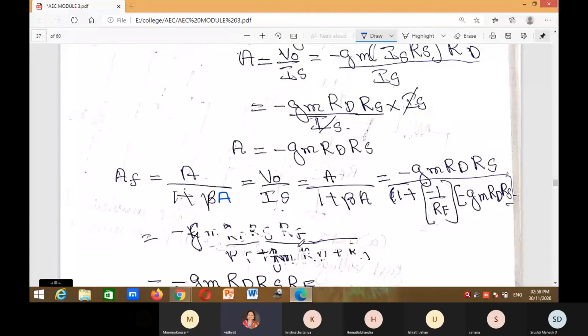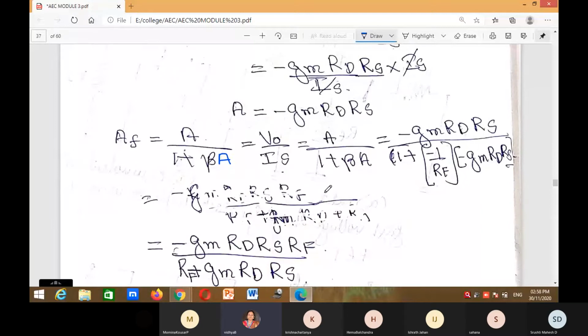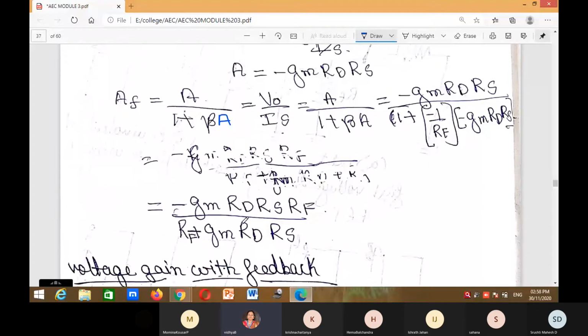We know the value of that. So beta value is minus 1 divided by Rf. A value is minus gm Rd into Rs. So we have substituted this, so this will get cancelled. When you solve this one, what you'll get? Minus gm Rd Rs Rf divided by, when you take LCM of the whole thing, then you'll get minus gm Rd into Rs into Rf divided by Rf plus gm Rd Rs.